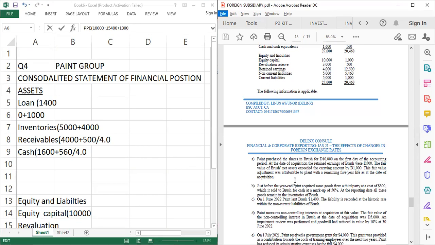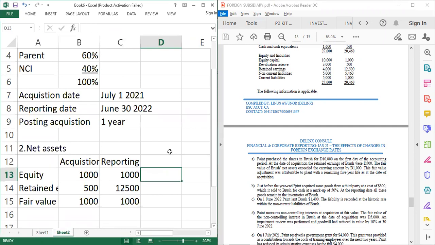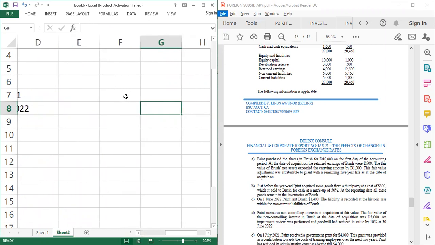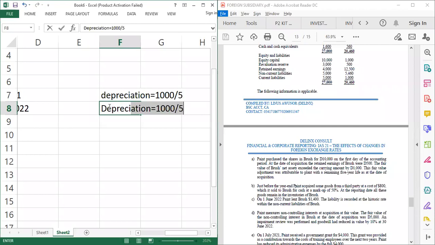The acquisition date was what? July 1, isn't it? Okay. July 1. At 30th June, would the asset still be having 5 years? No. What will happen? It will be having 4 years. It means that the asset will depreciate by what? 1 year. So let's calculate the depreciation. It will be 1,000 divided by what? 5. That will give us how much? 200.